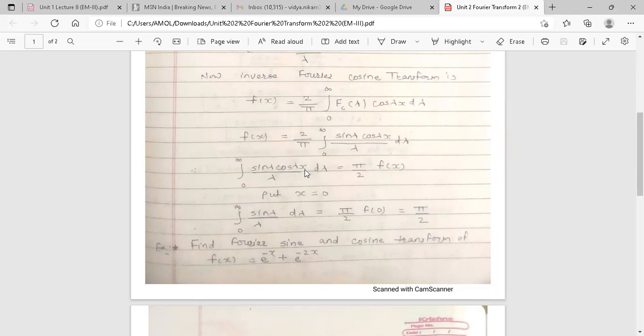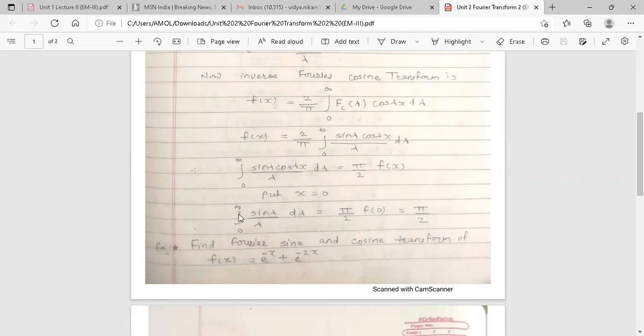Now the variable here is lambda because integration is with respect to lambda, so we cannot change the variable lambda. The constant term is x in cos lambda x. x is constant. So if we put x equal to 0, then this function will be cos 0. You know cos 0 is 1. So if we put x equal to 0, the cos function is 1.